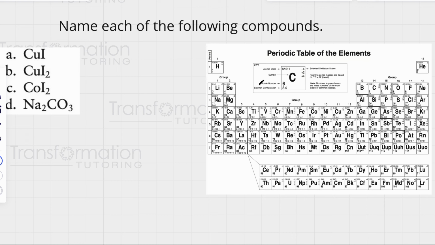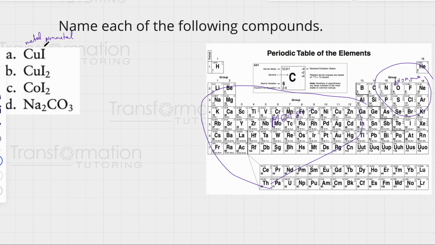Copper is a metal. How do we know that something is a metal? These are elements to the left of the staircase. So all of these are metals. This is our staircase, and all of these are non-metals. So we have copper, which is a metal, and iodine, which is a non-metal. If we have a metal and a non-metal, this is an ionic compound. So if we see that our compound consists of a metal plus a non-metal, it is ionic.